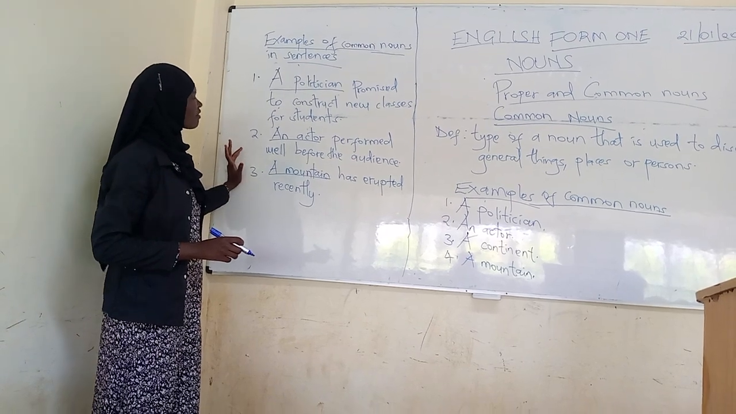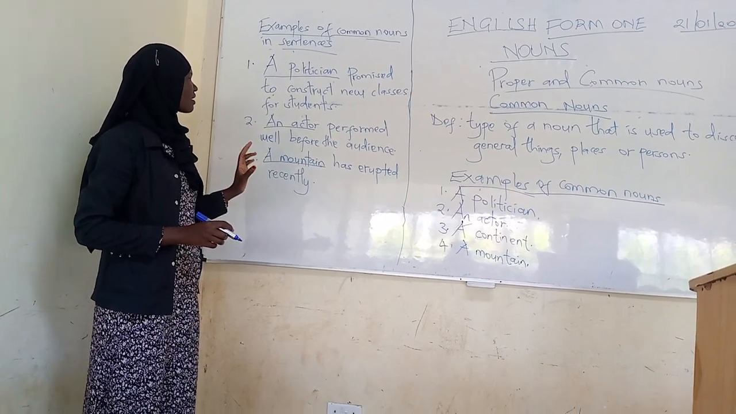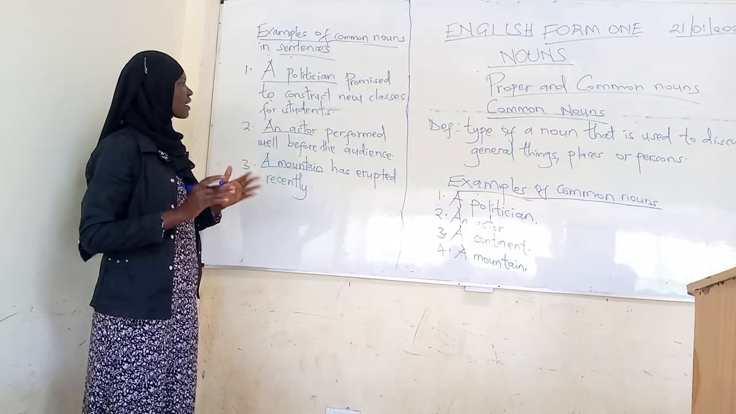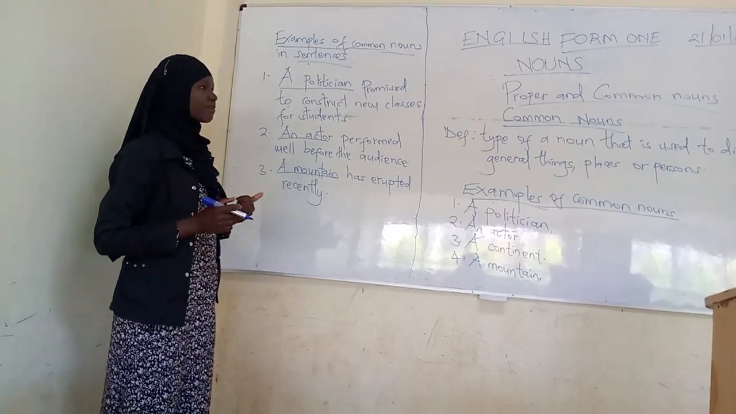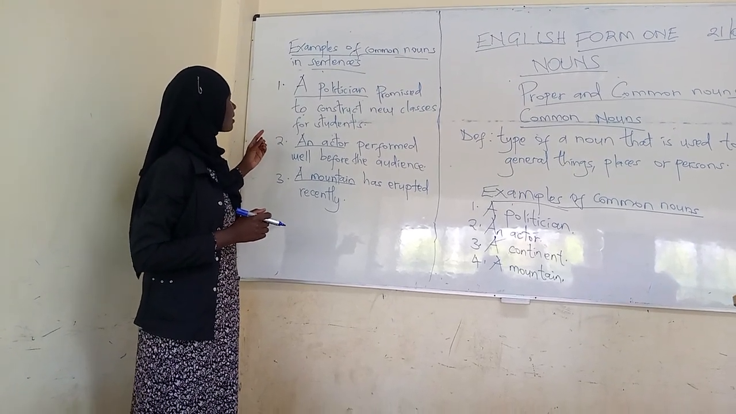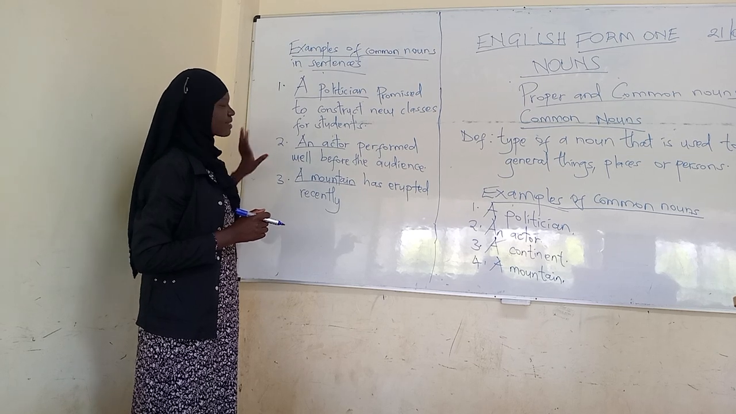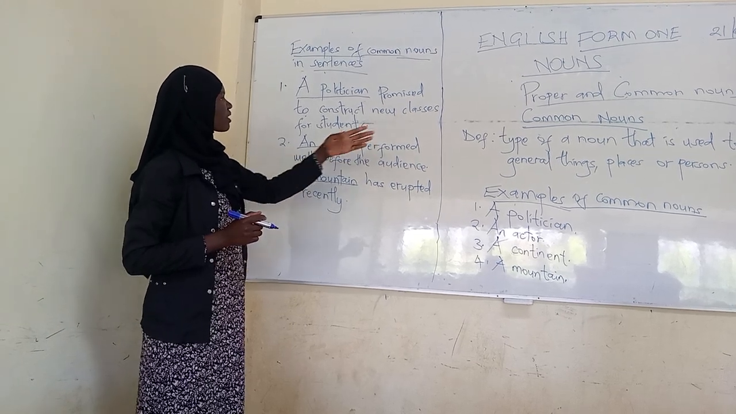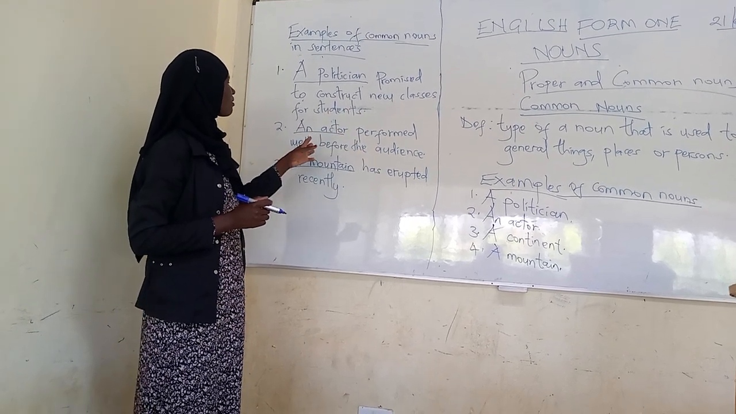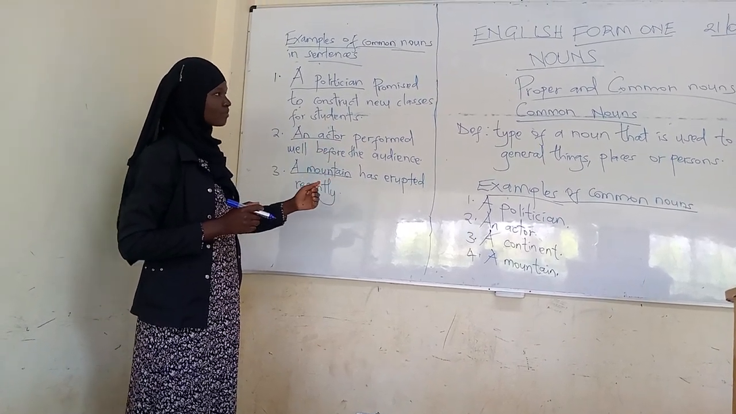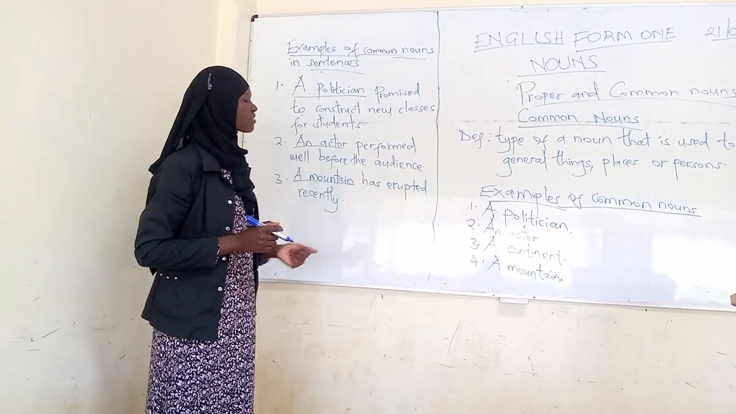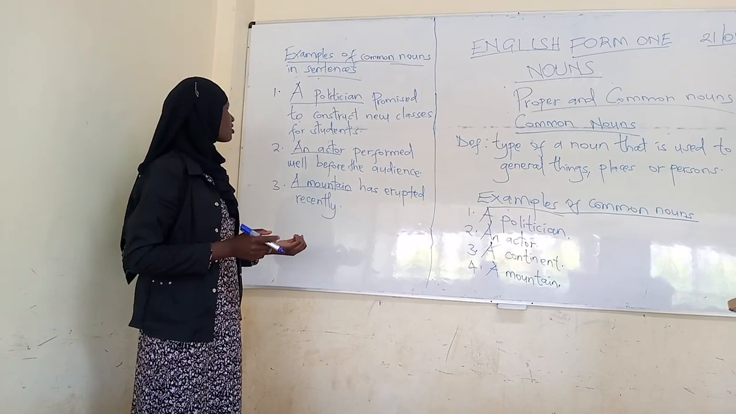Next, an actor performed well before the audience. The sentence is very general. We don't know among the actors who exactly performed well before the audience. That's why we call this type of noun a common noun. It is not specific at all as compared to a proper noun. A proper noun is always specific. If it was a specific actor, they would have been told that maybe the actor performed well on the stage. But here, we're just being told an actor.